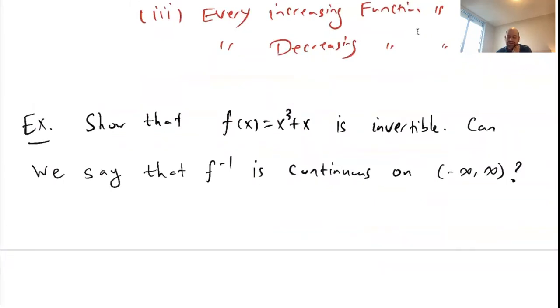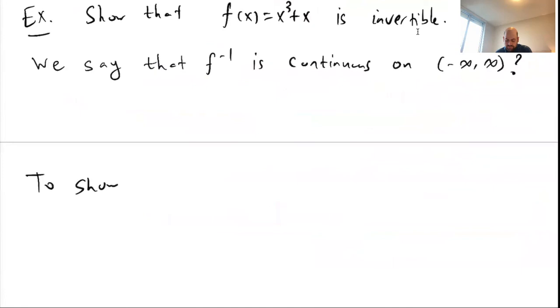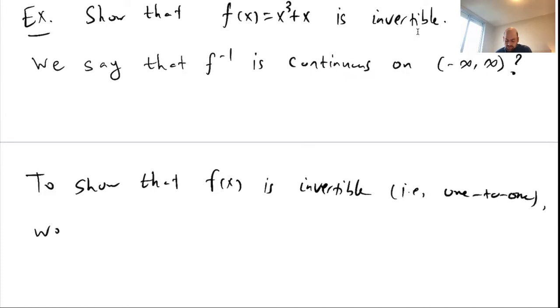Now, this function x cubed plus x is an increasing function, and therefore it will be 1-to-1. How can we show that it's an increasing function? So to show that f of x is invertible, i.e. 1-to-1, we will show that it is an increasing function.